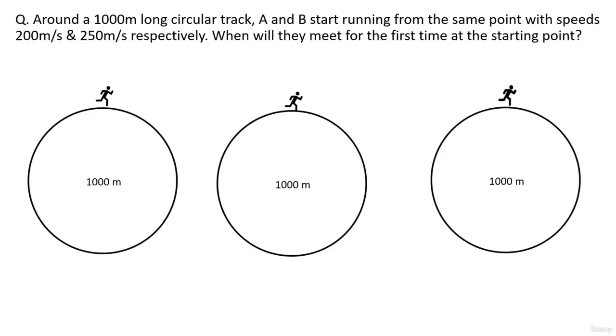Around a 1,000 meter long circular track, A and B start running from the same point with speeds of 200 meters per second and 250 meters per second respectively. When will they meet for the first time at the starting point?